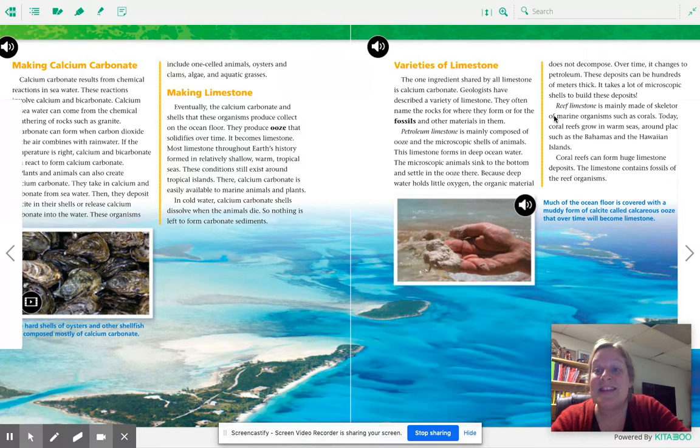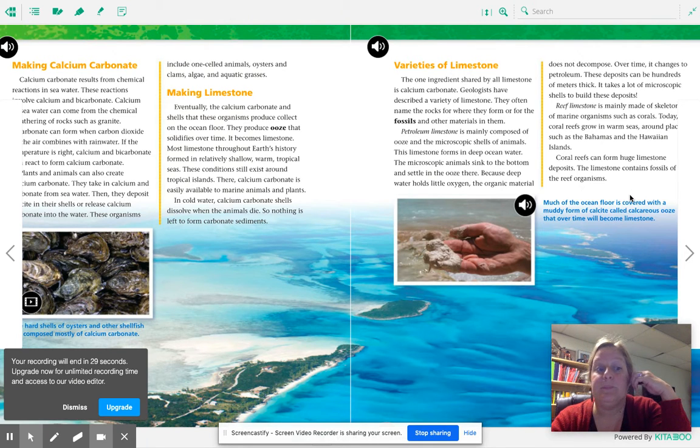Second type is reef limestone, mainly made of skeletons of marine organisms such as coral. And we'll revisit this, but the coral skeletons. I am running out of my time. So next up, we'll talk about the other varieties.